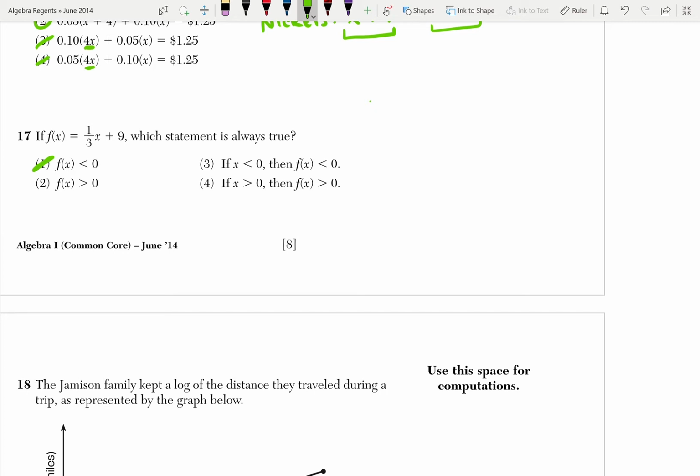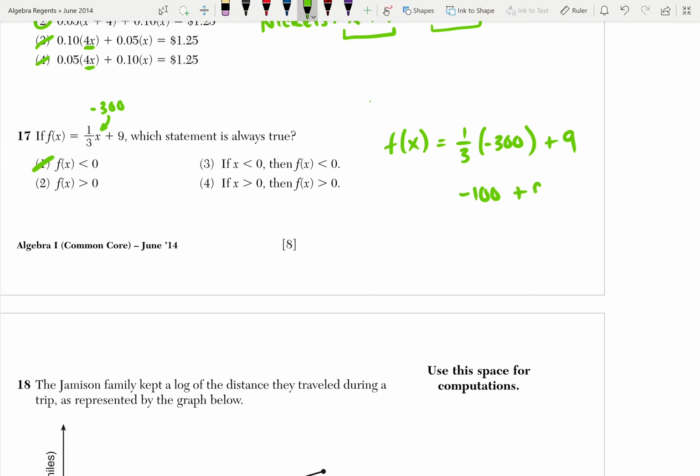Okay, so can we think of a number for x that we can plug in that will give us a negative f of x? It's easiest to pick a very big negative number. So I'm actually going to do negative 300 for x. If I plug in negative 300 for x, what is this equal to? Okay, so let's actually check. f of x is equal to 1/3 times negative 300 plus 9. So what's 1/3 of negative 300? You can plug that into the calculator if you'd like, but it's just negative 100.